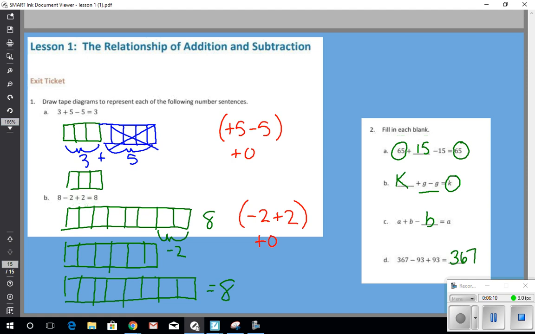So even if we actually didn't add 0, we subtracted 2 and then added 2, or we added 5 and then subtracted 5. Because of them canceling it out, it's the same as adding or subtracting 0.